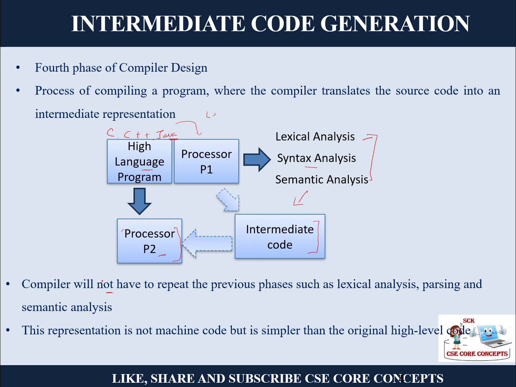Students often get confused between intermediate code and machine language. No, this is not a machine language or an assembly language. It is a lower version of the high level language, but it is simpler than the high level program. So intermediate code comes between the high level language and machine code. It is not a machine code, but it will help you to generate the machine code without performing the previous activities. Now this is what makes your program machine independent.